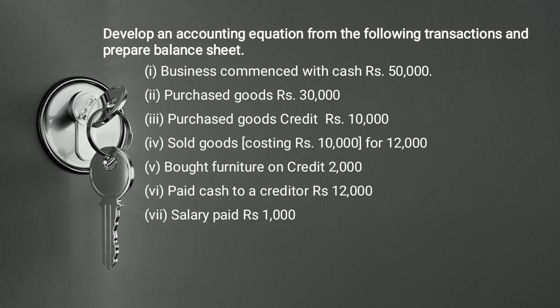Sold goods costing rupees 10,000, that we have sold at 12,000. So the cost of goods was 10,000, but we are selling it for 12,000. It means we are getting a profit of rupees 2,000. And just remember, every time you get any kind of profit or income, it will increase our capital, okay. And if there are losses or expenses, in that case our capital will decrease by the same figure. Next we have purchase furniture on credit rupees 2,000. Next, paid cash to our creditors rupees 12,000. Then finally we have paid salary rupees 1,000.